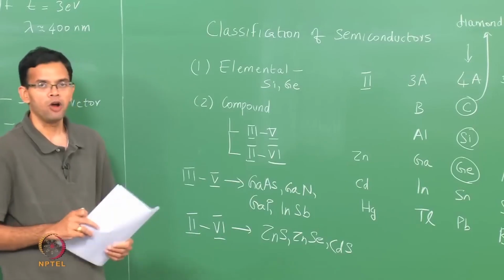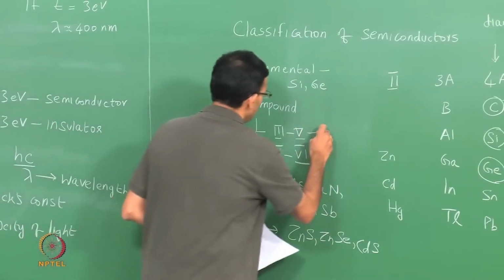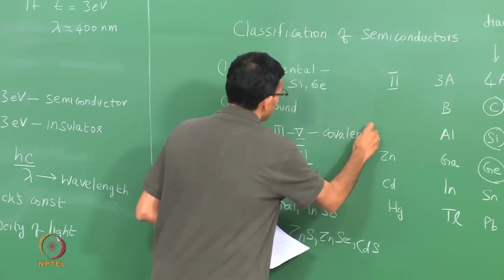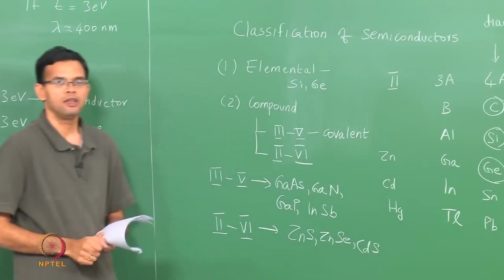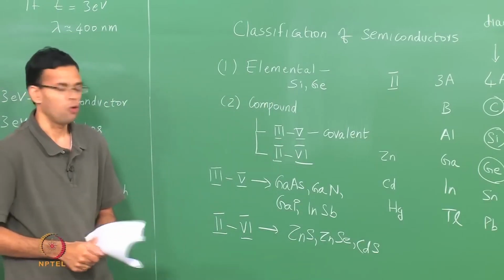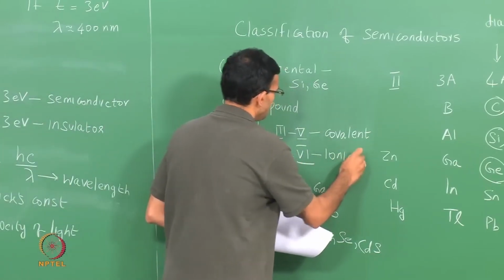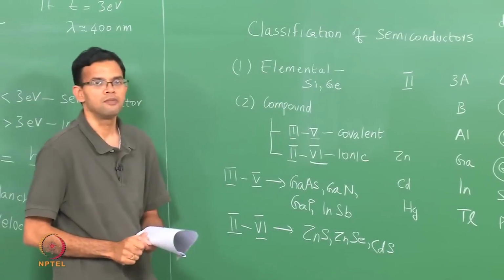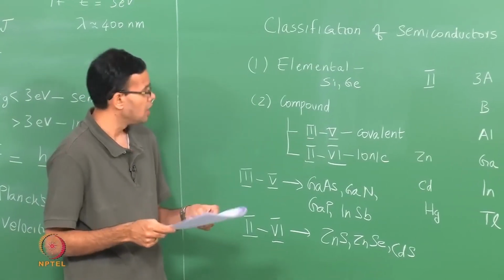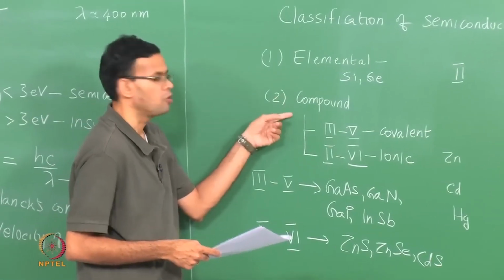If you look at the bonding character in these compound semiconductors, 3 5s mainly have covalent bonding. They do have some ionic character in them. The main bonding is covalent. In the case of 2 6, the main bonding is ionic, though there is some covalent character in them. So, this is one way of classification where we have elemental and compound.